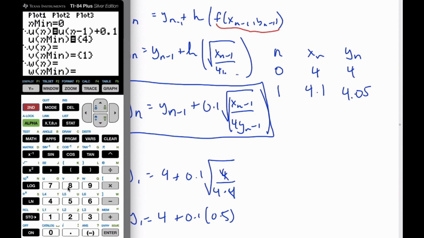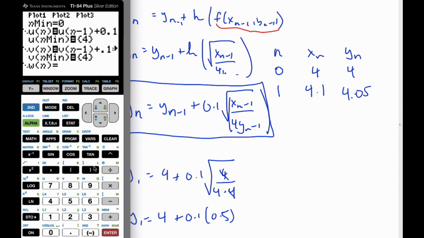I'm going to enter the value of y at n minus 1 plus 0.1 times the square root of, in parentheses, my x value at n minus 1 divided by, in parentheses, 4 times the y value at n minus 1. Oh, forgot my parenthesis. Close it, and that will be the formula I use. And I know my first value for y is also 4, enter.